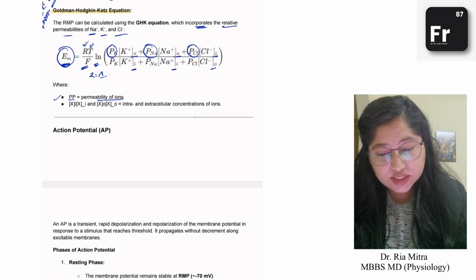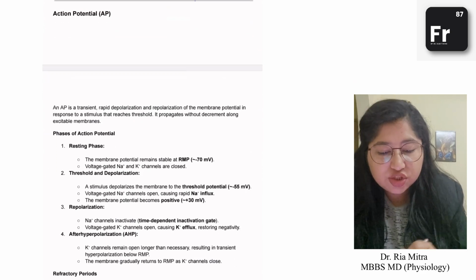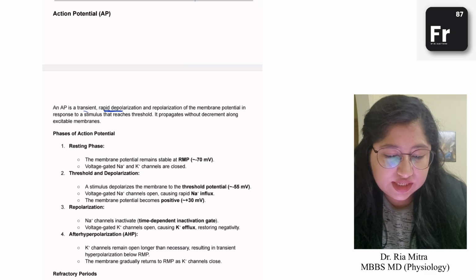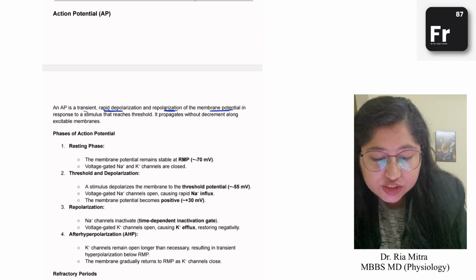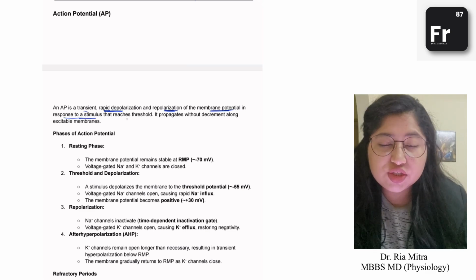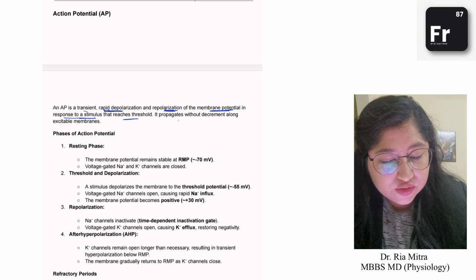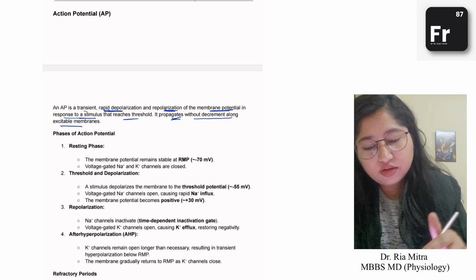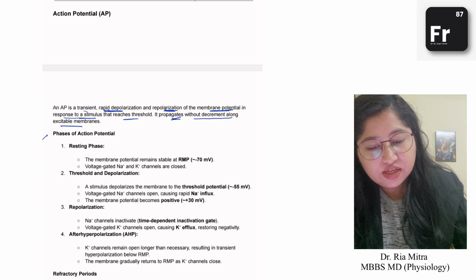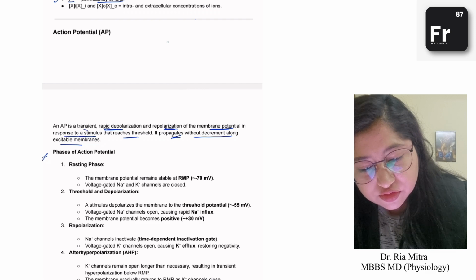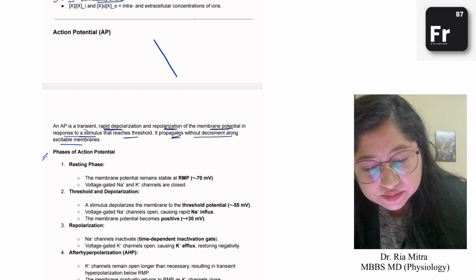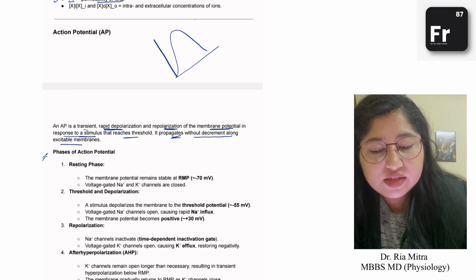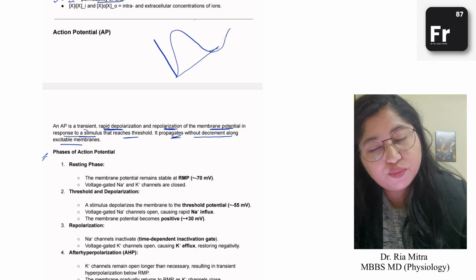Now let us move on to action potential. Action potential is a transient, rapid depolarization and repolarization of the membrane potential in response to a stimulus that reaches threshold. It propagates without decrement along the excitable membranes, right? Now, what are the phases of action potential? Let us first draw a graph of action potential here. This graph here depicts the action potential.